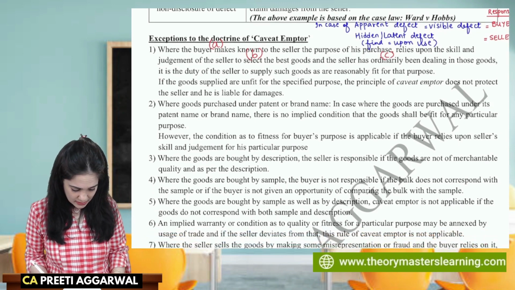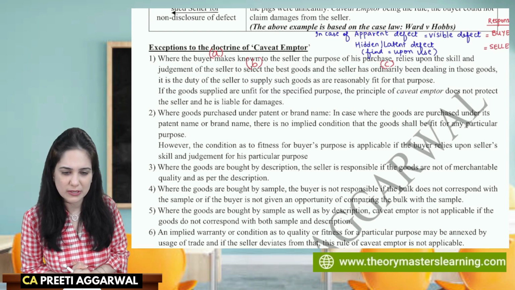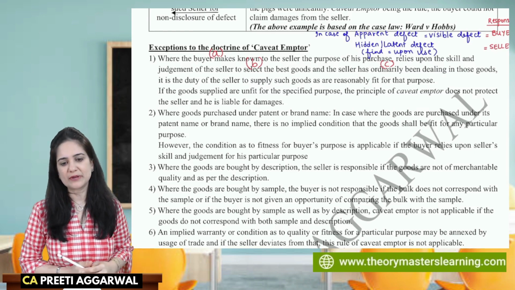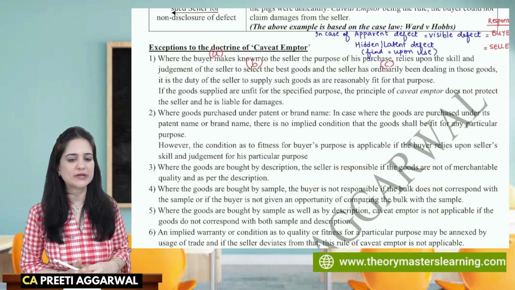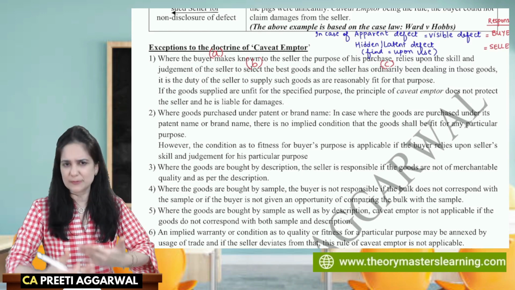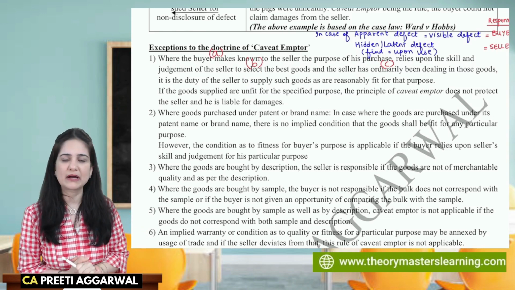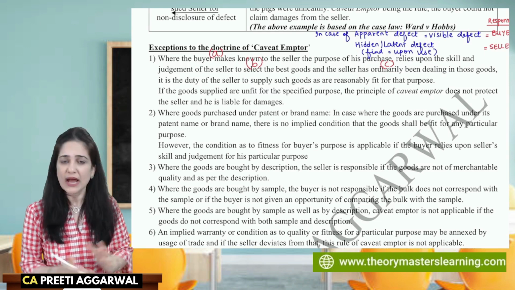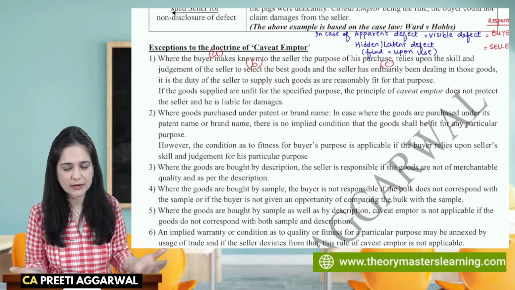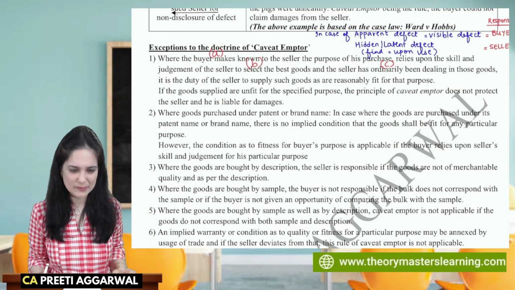Then it is the duty of the seller to ensure that the goods are fit for the purpose. If the goods are unfit, the principle of caveat emptor will not protect the seller and he will be liable for damages. So this is just an explanation of the effect: if we rely upon the seller's skill and judgment, and the goods are not as per what he claims or what we require, then you cannot blame the buyer. Seller will be responsible.